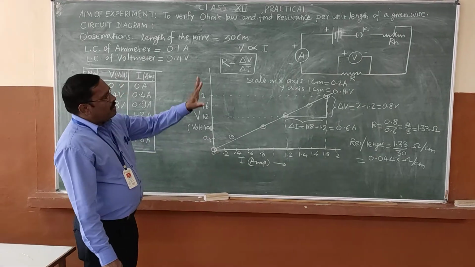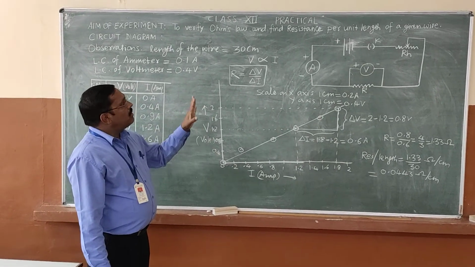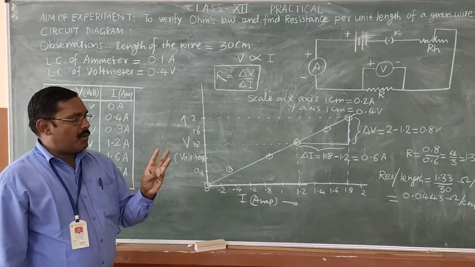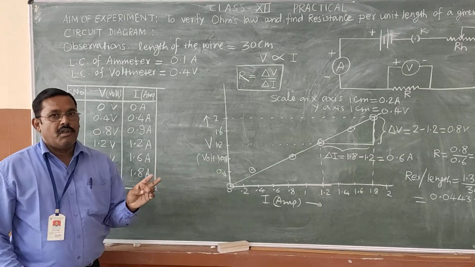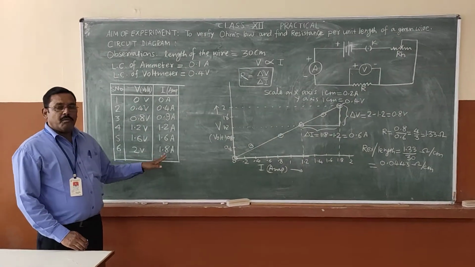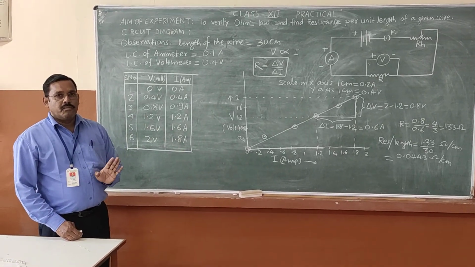All of you have to make a separate practical file and note down this practical. Everything you have to write: aim, apparatus required, circuit diagram, observation table, and all these. This time you note this down, and when you come to school, perform it yourself. Okay?